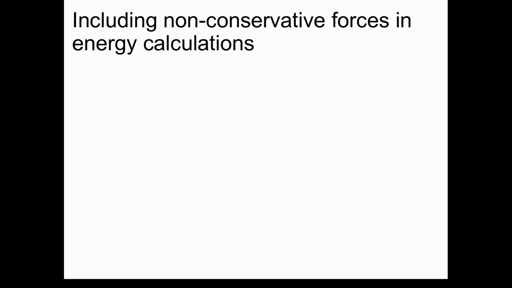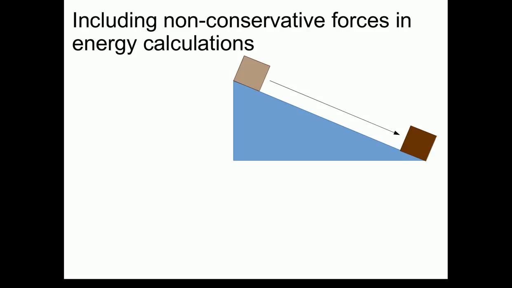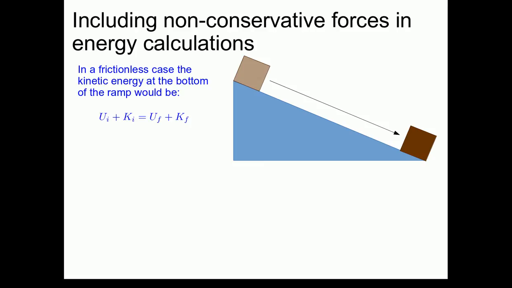So, how do we include non-conservative forces in our energy calculations? Well, let's return to the block sliding down the ramp. If there's no friction, we know how to proceed. We have the initial potential energy plus the initial kinetic energy equal to the final potential energy plus the final kinetic energy. If the block begins from rest, then the initial kinetic energy is equal to zero. I'm going to define the gravitational potential energy at the bottom of the ramp to be equal to zero, so that the final potential energy is also zero. And so we have that the initial potential energy is equal to the final kinetic energy, with this choice of potential energy 0 at the bottom of the ramp.